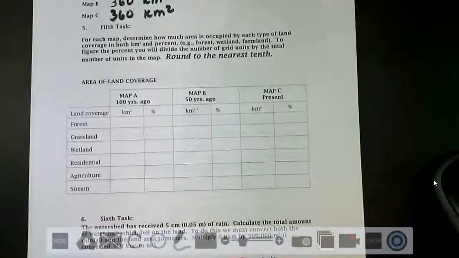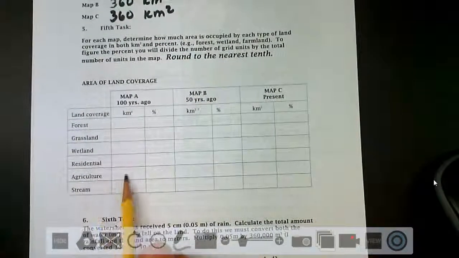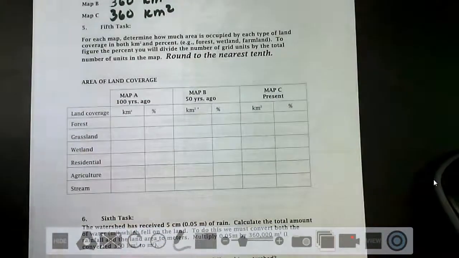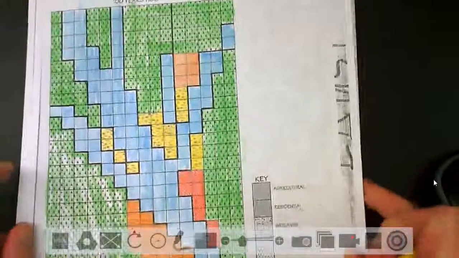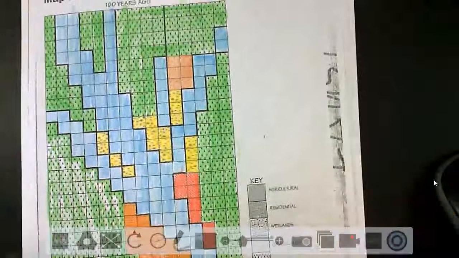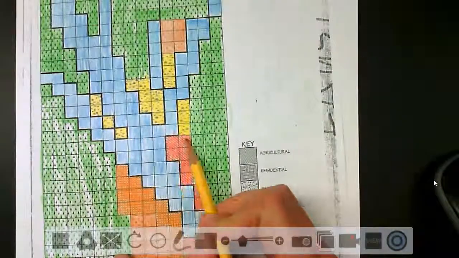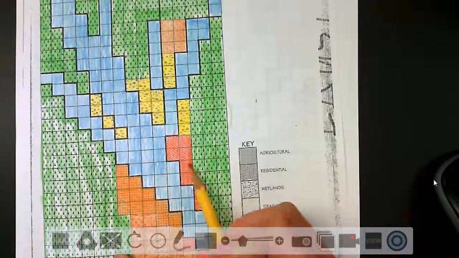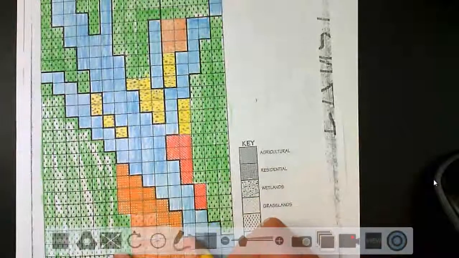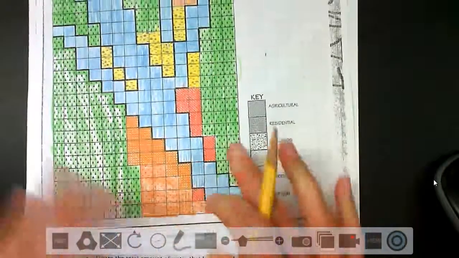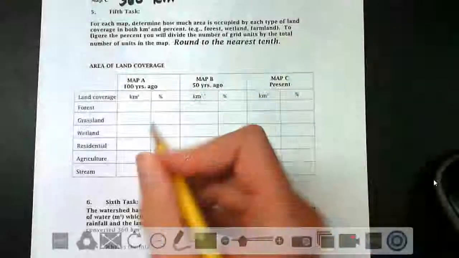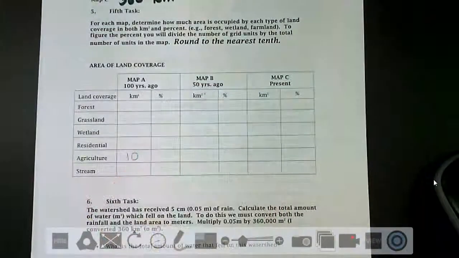So when I look up my map, I have to find out how many kilometers squared of agriculture there is. So when I look at my agriculture and I go to count it up, I have to look at the red boxes. So 1, 2, 3, 4, 5, 6, 7, 8, 9, 10. So there's 10 kilometers squared of agriculture. So I'm going to write that into the box.